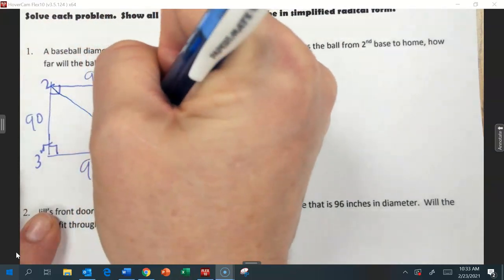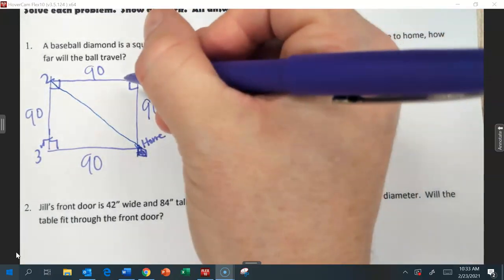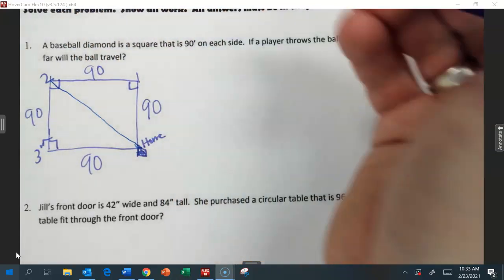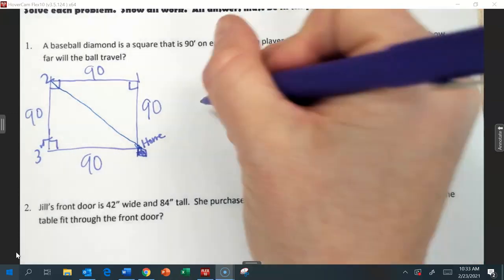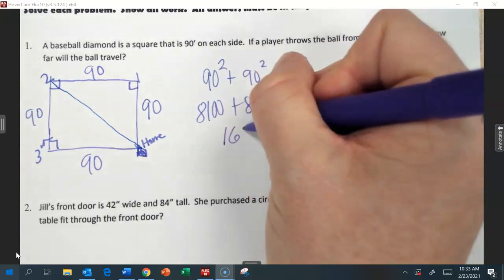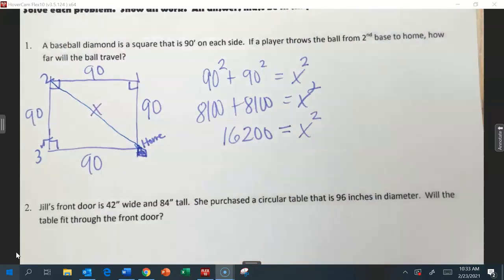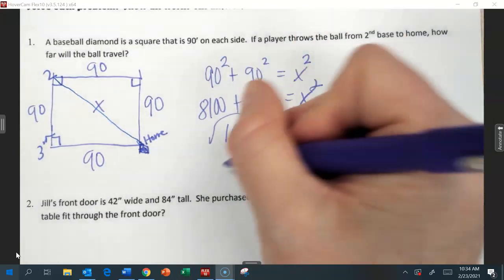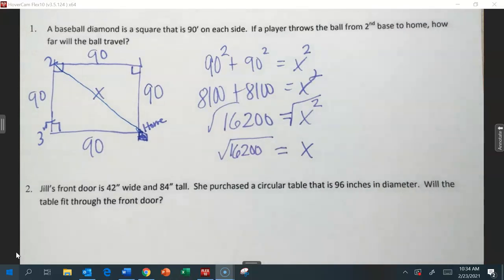So hopefully you're realizing, since this was how we started chapter 9, pretty basic, that you should have used the Pythagorean theorem to find this diagonal, which is serving as the hypotenuse of a right triangle. So if we do our a squared plus our b squared equals our c squared, we're going to get 16,200 is equal to x squared, and remember this is x, our diagonal. And when I square root both sides, we're going to get the square root of 16,200. I keep saying that wrong.